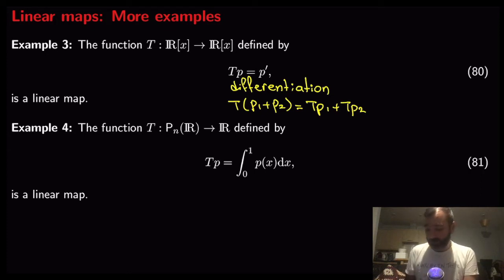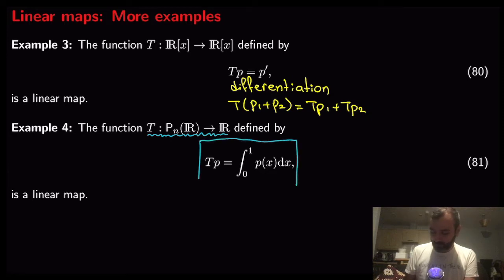Integration. Maybe we can try integration as well. So let's have a look at the next example. Take this function that takes in a polynomial of degree up to n and gives me back the integral from 0 to 1 of this polynomial. This is a linear map. Another example. Why? Okay, you can check for yourselves.